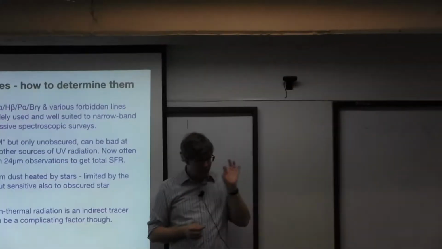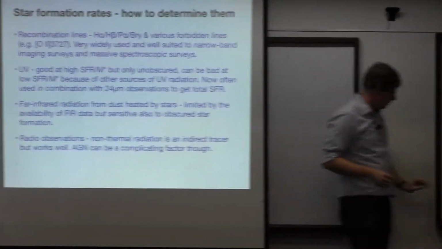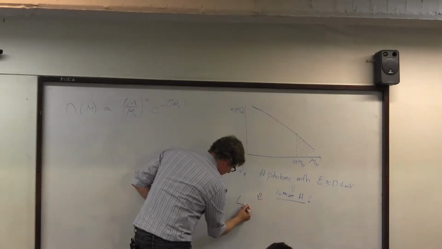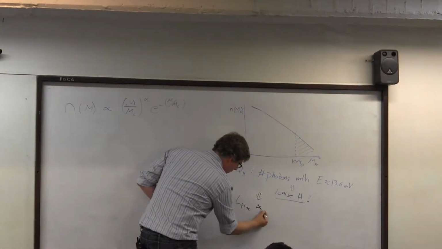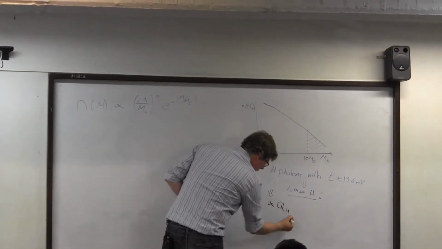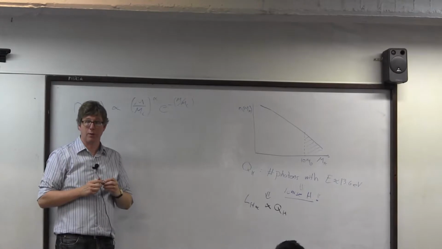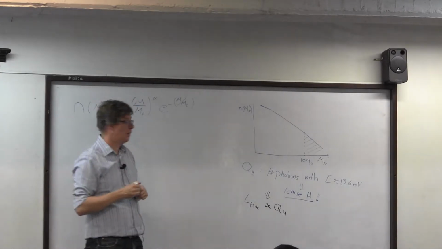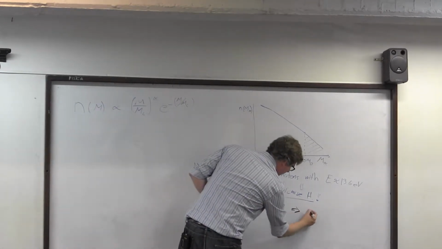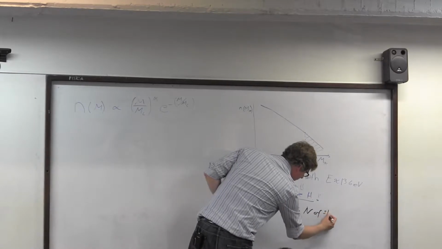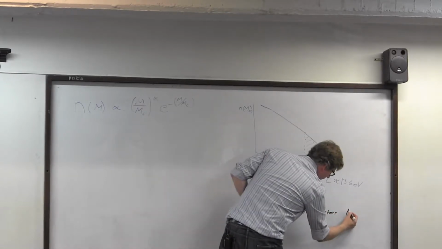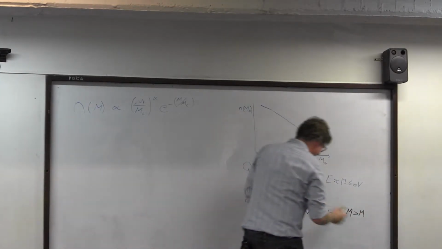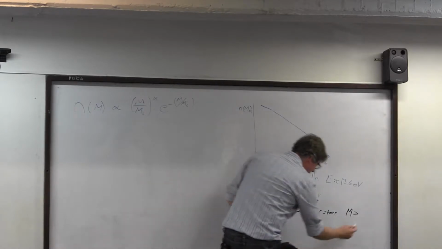Crucially, the luminosity of a line like that, say H alpha, is going to be proportional to the number of ionizing photons with energy above 13.6 electron volts. And that can tell you the number of stars with mass greater than 10.